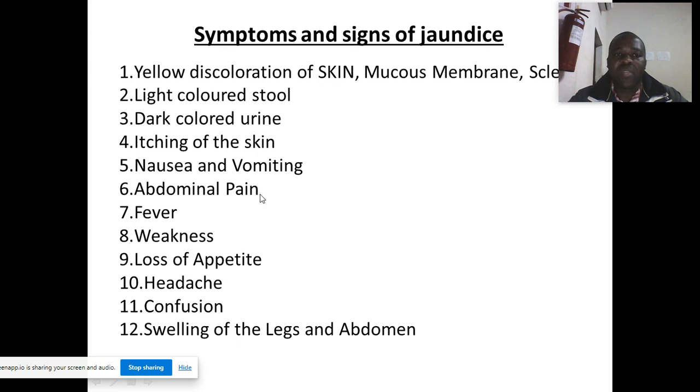It can cause abdominal pain, fever, weakness, loss of appetite, headache, confusion, swelling of the legs and abdomen. So take note of these symptoms.